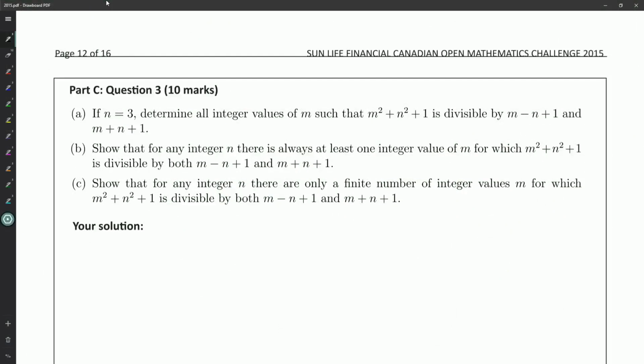We're looking at C3 now from our 2015 Canadian Open paper. So we've got three questions here. A, if n equals 3, determine all integer values of m such that m squared plus n squared plus 1 is divisible by m minus n plus 1 and m plus n plus 1.